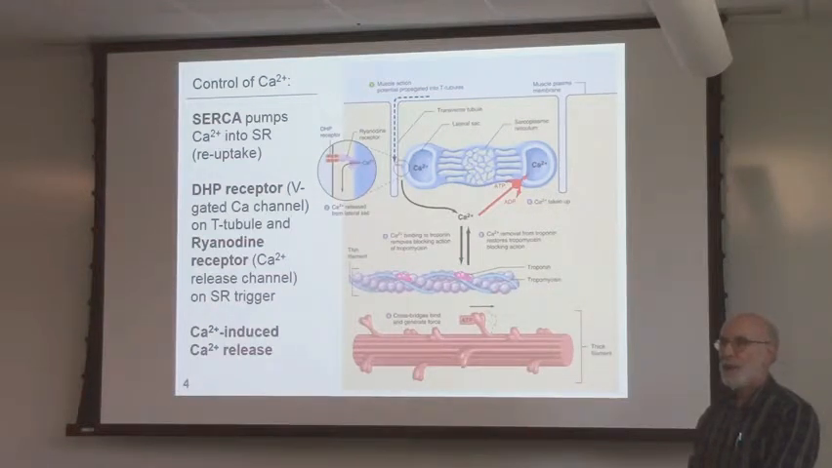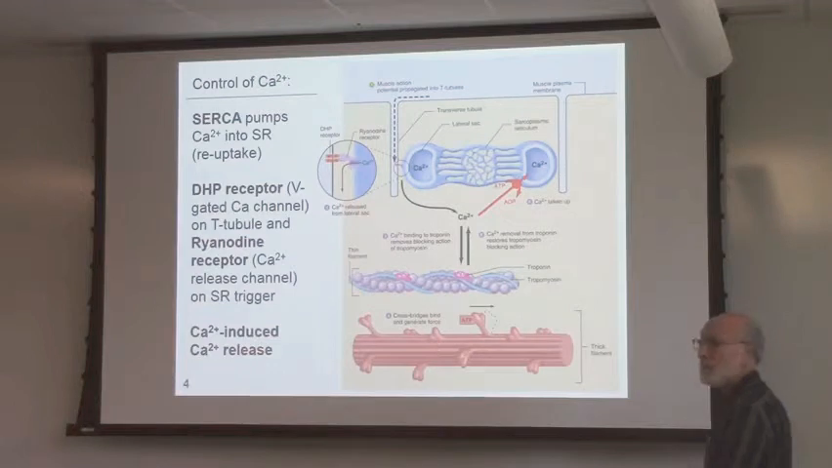Happy to entertain questions, because this cartoon is of skeletal muscle. Cardiac muscle is similar in many ways. It's got a T-tubule, it's got an SR, it's got a calcium release channel, it's got a DHP receptor, but it doesn't have the physical connection. It has a calcium-induced calcium release connection. Is that clear? I want to make sure it's clear.